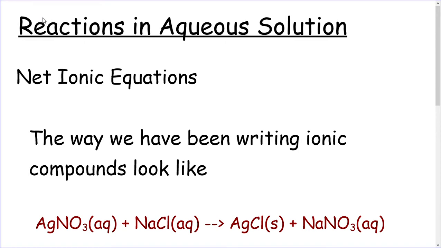So the way that we've been writing ionic compounds so far tends to look something like what you can see here. We've got silver nitrate mixed with sodium chloride, which tends to react to give silver chloride and sodium nitrate. And if you notice here, there's a solid that's formed on the product side because of the double displacement reaction, or double replacement reaction, that's happening.